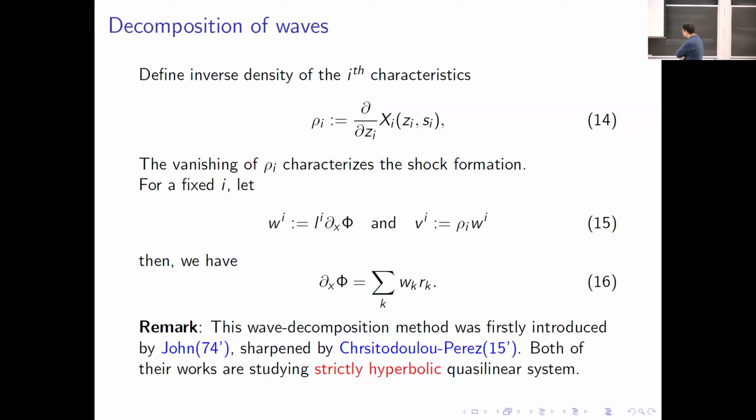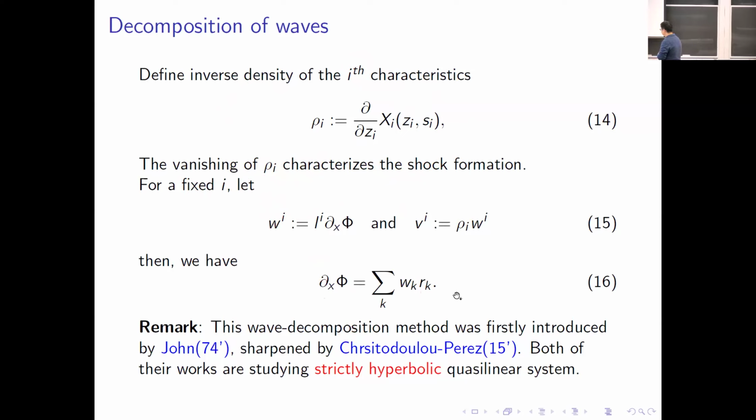This is the method we use. We define the inverse density of the i-th characteristic, because we have several waves traveling in this region. When rho i goes to 0, it means there is a shock formation within the i-th strip. The vanishing of rho i characterizes the shock formation within the i-th strip. We also define Wi and Vi, and partial phi, which is of the following form.